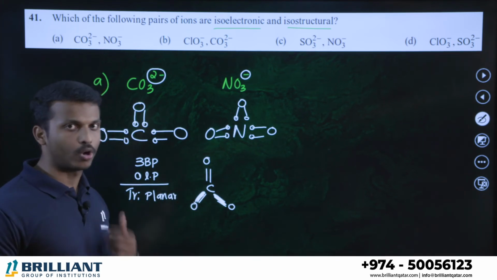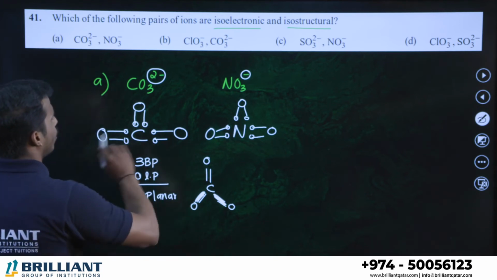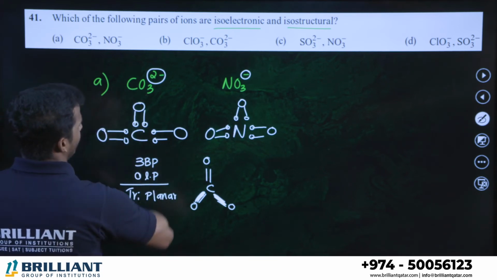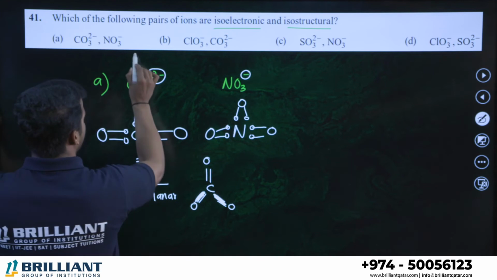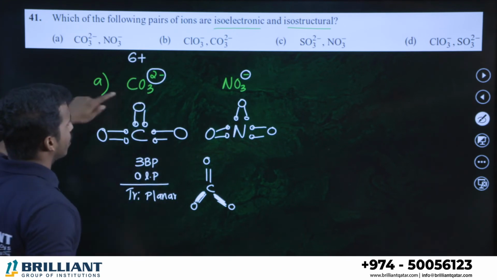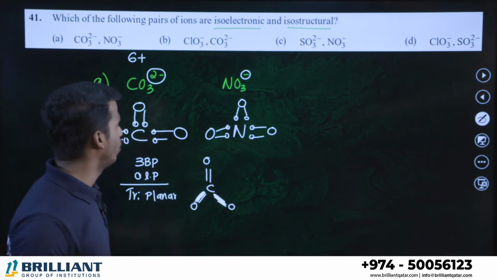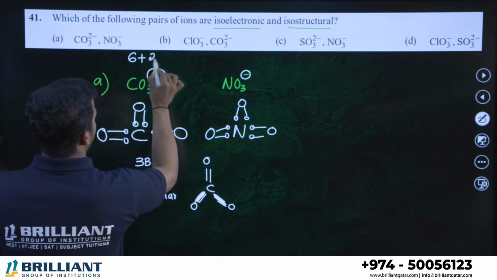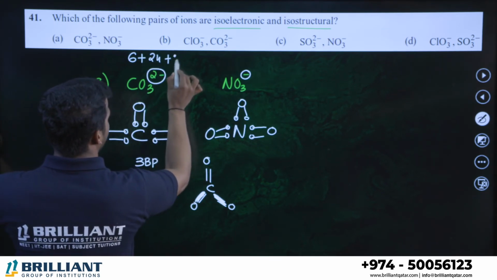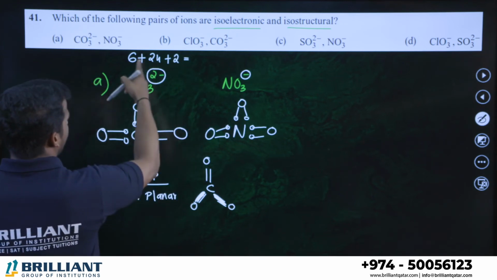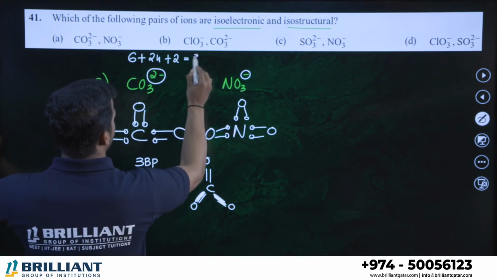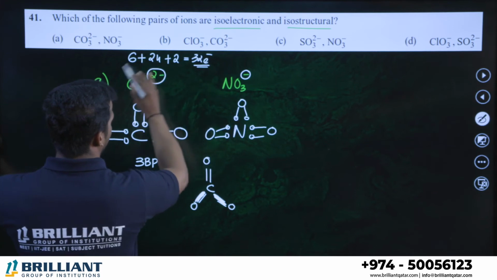What about their electron number? I think they are same. Or you can count like this. Carbon: how many electrons in one carbon? 6 electrons. How many electrons in one oxygen? 8. 3 oxygen, 3 into 8, right, 24. Plus 2: the minus means add 2 more electrons. So 24 plus 6 is 30, 30 plus 2, 32 electrons are there in the whole molecule.